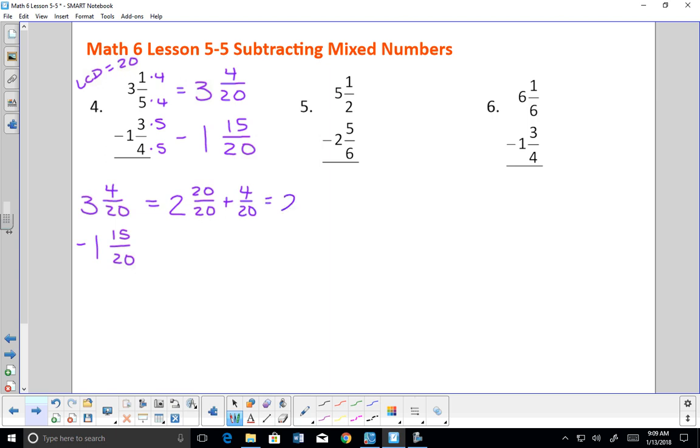Notice, if I add this number here to this number here, I get this number over here. If you understand renaming, if I rename 3 as 2 and 20/20ths, it becomes 2 and 24/20ths, because you just add your denominator to your numerator and put it over the denominator. So I have 2 and 24/20ths minus 1 and 15/20ths. 2 minus 1 is 1. 24 minus 15 is 9. And I end up with 1 and 9/20ths.